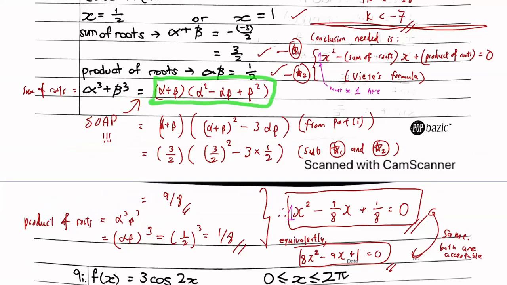But that's still not enough because alpha plus beta is good, we can replace with the 3/2. But the alpha square minus alpha beta plus beta square, not so easy. You need to realize there's a special identity. It's just alpha plus beta bracket square, but you minus away 3 copies of alpha beta. Can you see why it's true?